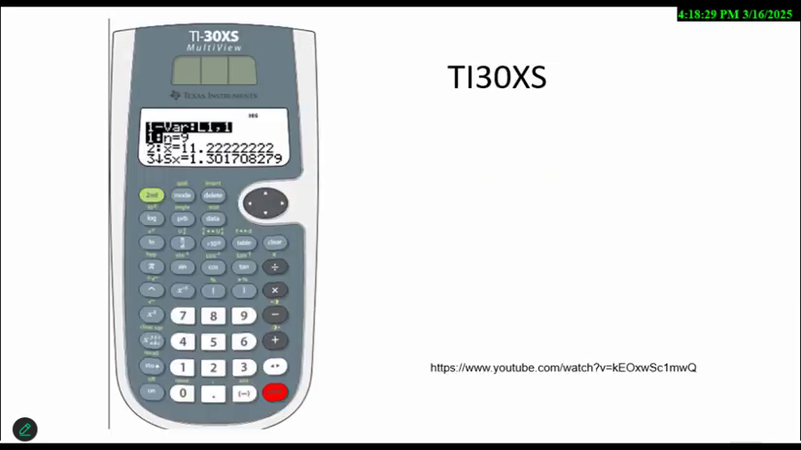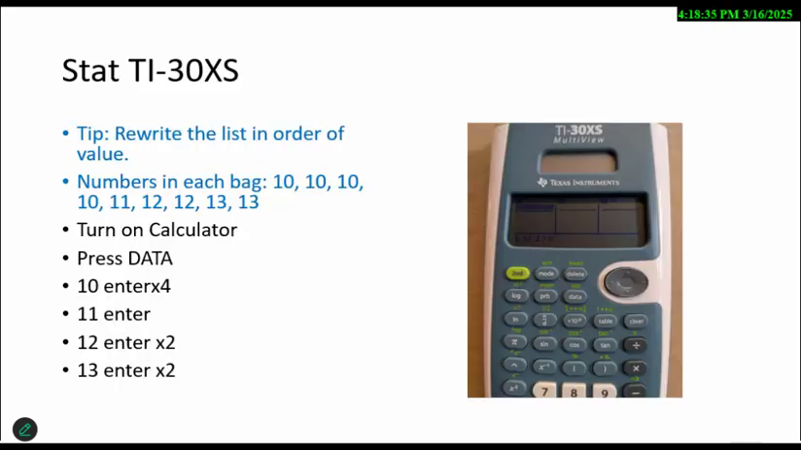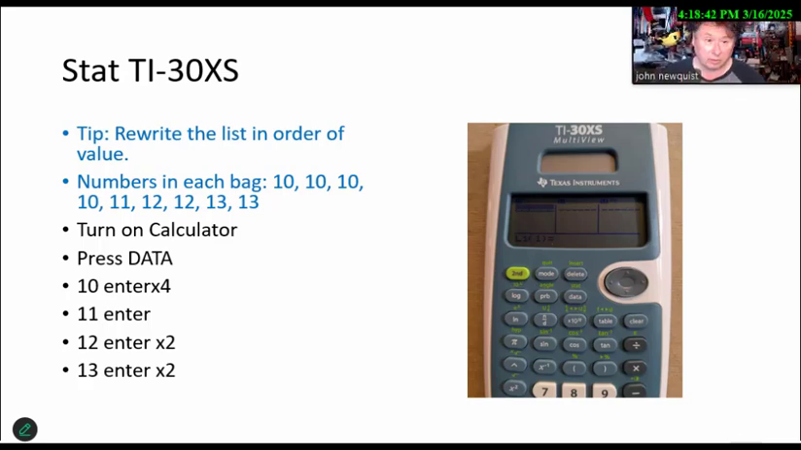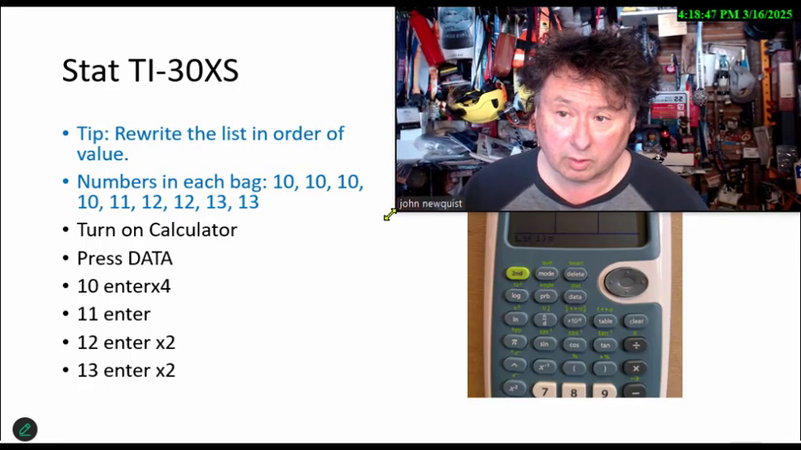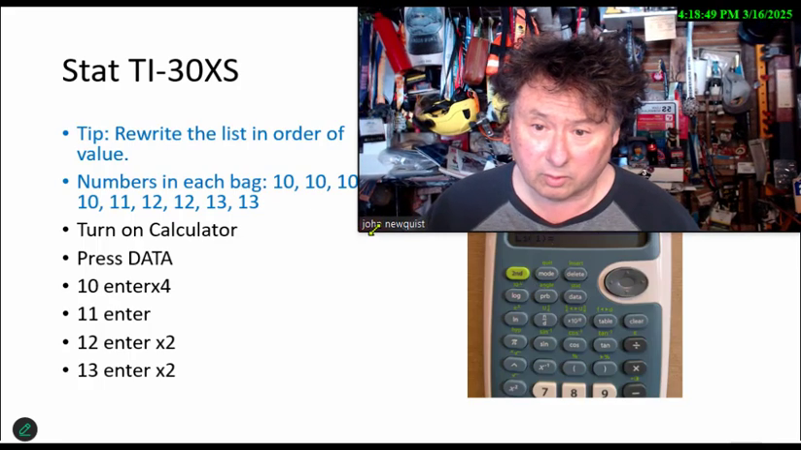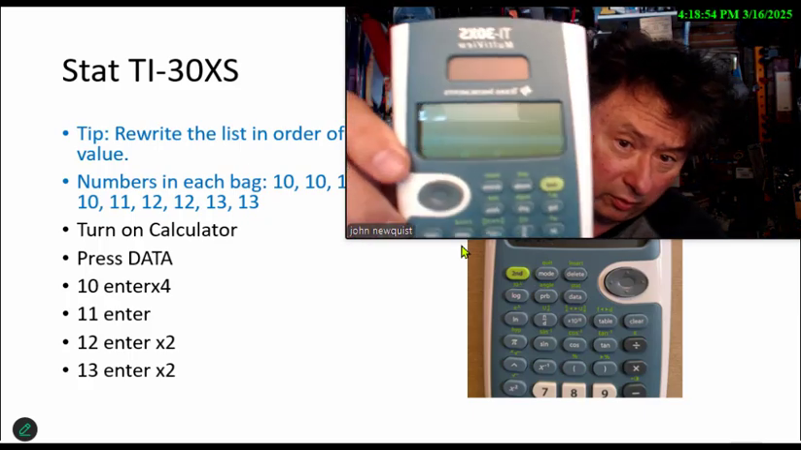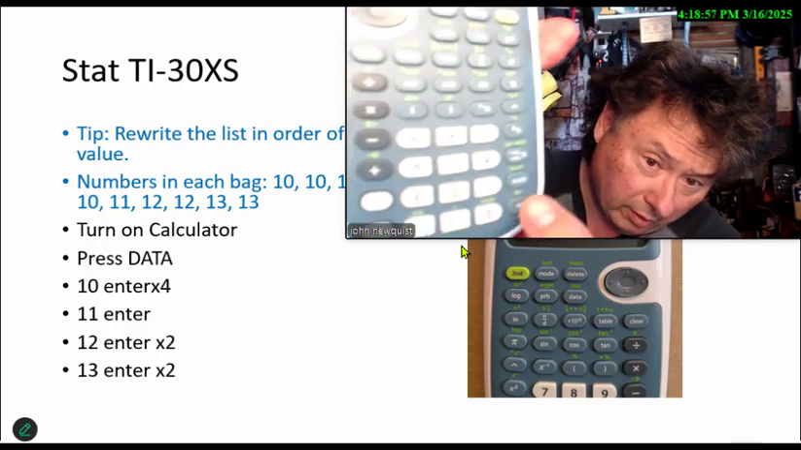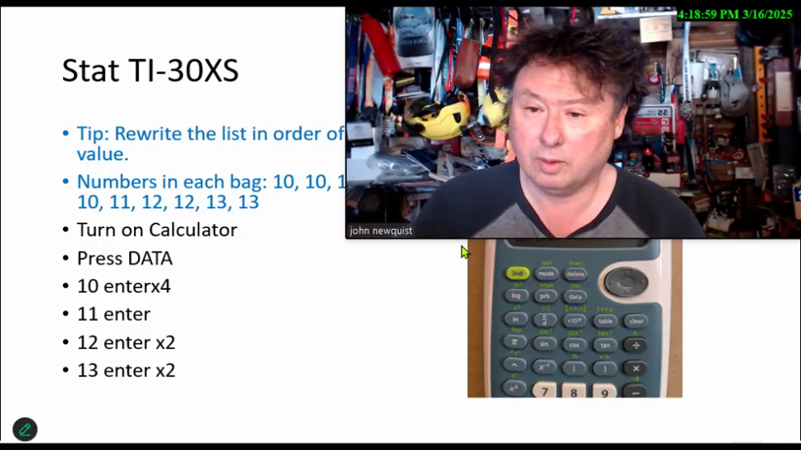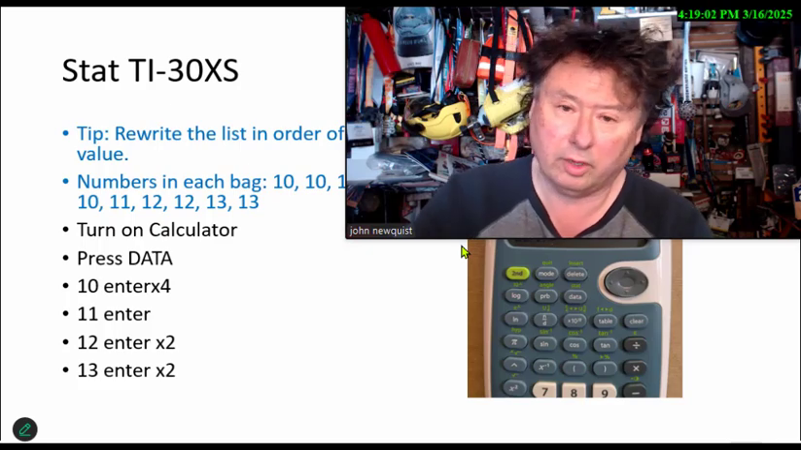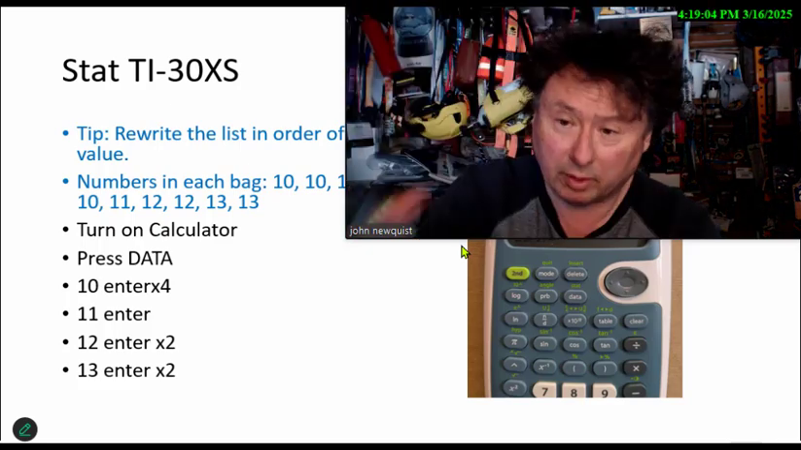Now we're going to get our TI-30X calculator because we've got a standard deviation. And I'm just going to show it to you this way, and I'm going to put myself on the big screen here. So first thing we've got to do is always turn the calculator on by the on button down here. And then we're going to enter the data by hitting the data button.